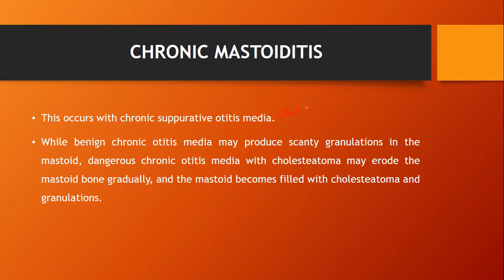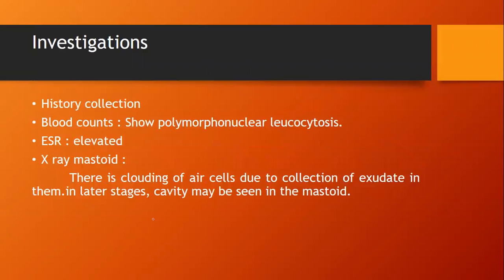Chronic suppurative otitis media is a chronic form of middle ear infection. While benign chronic otitis media may produce scanty granulations in the mastoid, dangerous chronic otitis media with cholesteatoma may erode the mastoid bone gradually, and the mastoid becomes filled with cholesteatoma and granulation. In the initial stage there is pus formation in the mastoid bone, and in the later stage cholesteatoma comes and complete mastoid bone erosion will occur. That is the feature of chronic mastoiditis.